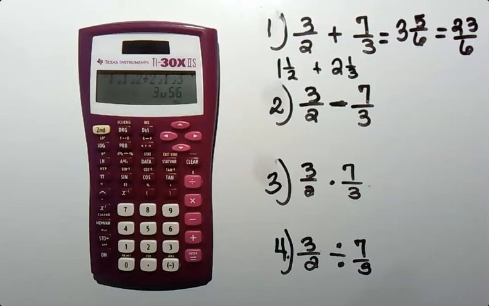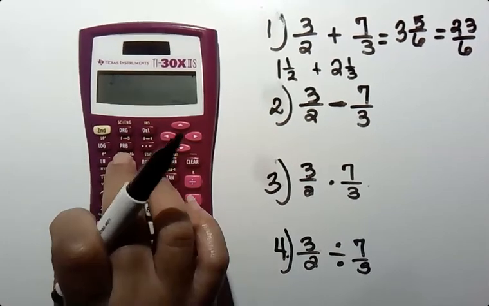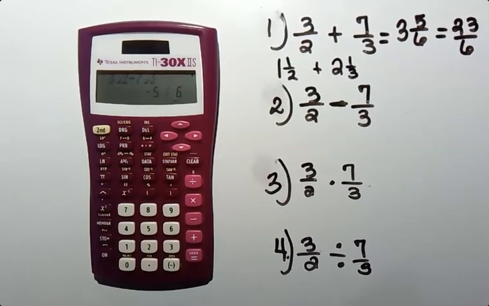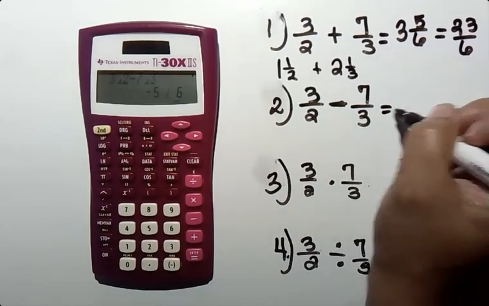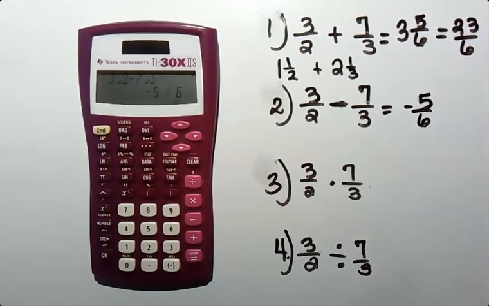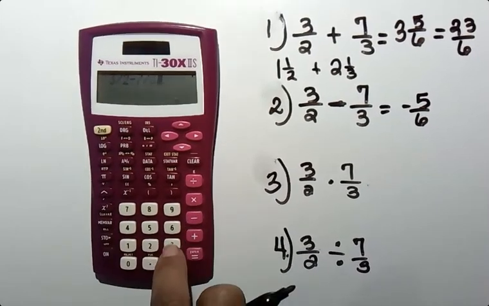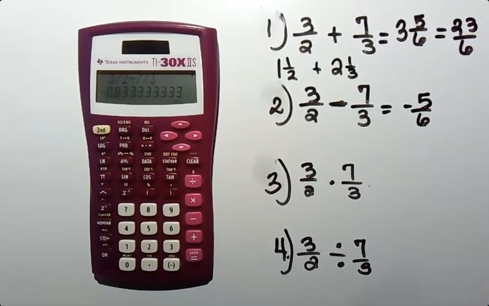So if I can do the plus, I can do the minus. It's not a big deal. 3 ABC 2 minus 7 ABC 3. Hit enter. It gives me a negative 5/6. That's a proper fraction, so there's nothing to switch out. If I didn't want it in fraction format, then I use 3 divided by 2 minus 7 divided by 3. And that negative 5/6 is the same thing as negative 0.8333 repeating.